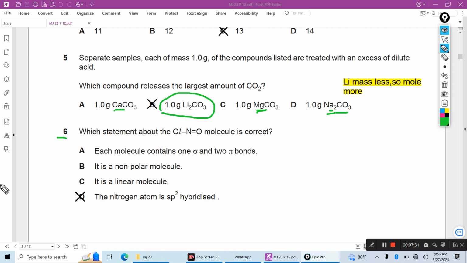Then number 6: which statement about the chlorine nitrogen oxygen molecule is correct? Here there is a nitrogen oxygen double bond. You know a double bond means sp2 hybridized: the nitrogen atom is sp2 hybridized. A triple bond is sp hybridized, a single bond is sp3 hybridized. As here it is a double bond, the answer will be that the nitrogen atom is sp2 hybridized.